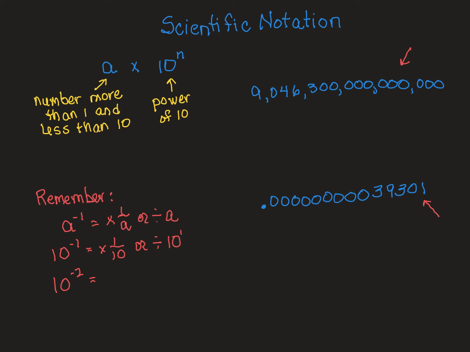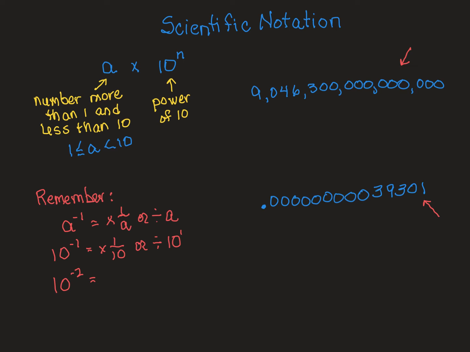I just want to look over here on the left. Scientific notation is written this way. A is a number that is more than 1 and less than 10. So I could write it like this: A is greater than or equal to 1. It can also be 1, but it has to be less than 10. It can only be one digit. And then you're multiplying it times a power of 10.